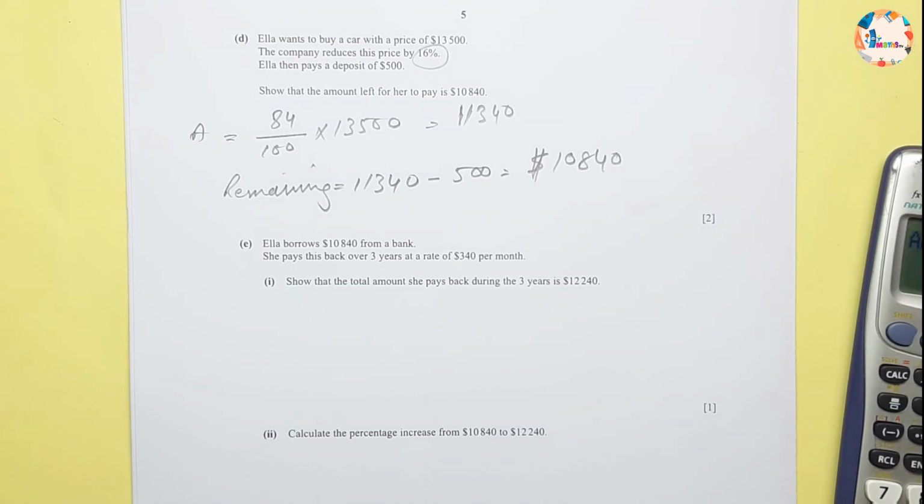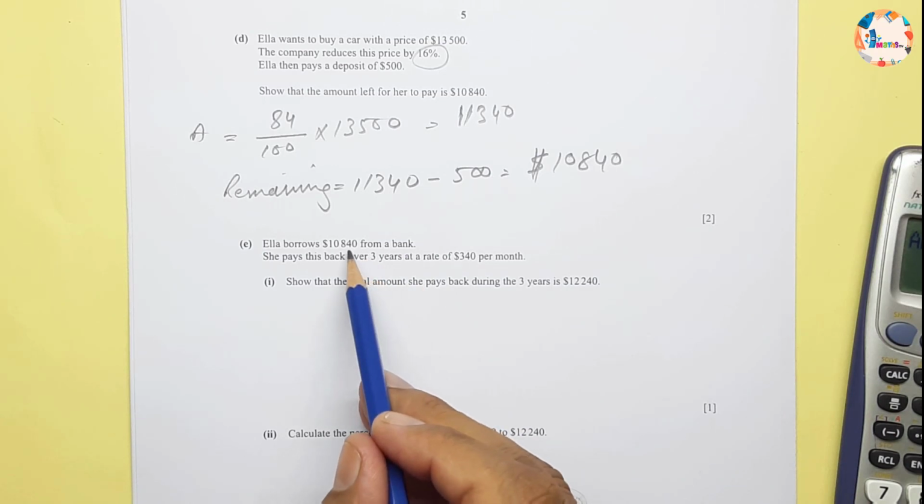Then E part, Ella borrows 10840 from the bank.